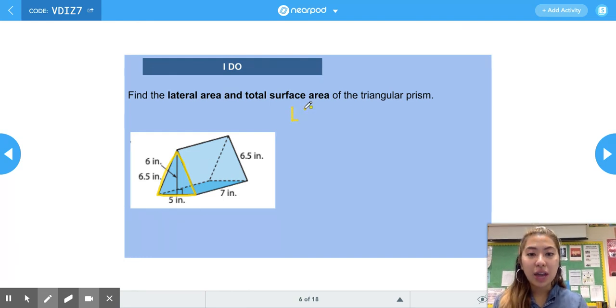Then I'm going to write out my equation for lateral surface area. LSA is equal to P times H. And remember from yesterday's lesson that P stands for the perimeter of the base. So the perimeter meaning the outside length of the base shape. So then that means that we have to add together 3 side lengths. So we have this is 6.5. So we have 6.5 plus, then we have 5 plus 6.5.